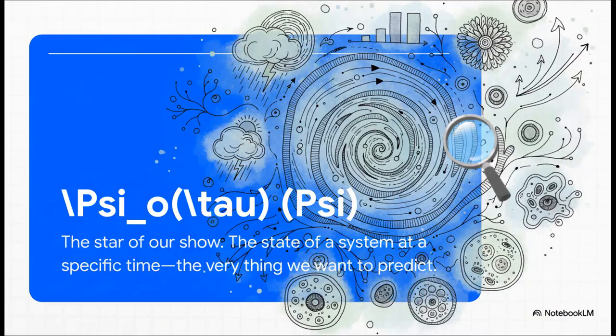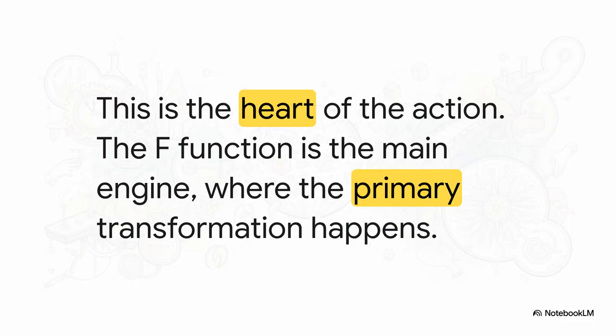All right, let's start with the star of our show, our protagonist, phi. This symbol right here, this is the answer we're looking for. It's the grand finale of the whole story. Think of it as the state of a system, and that could be anything, really. The weather, a stock price, maybe even a biological cell, at one specific moment in time. Everything else you see on the other side of that equal sign, that's just the how-to guide for getting to this result.